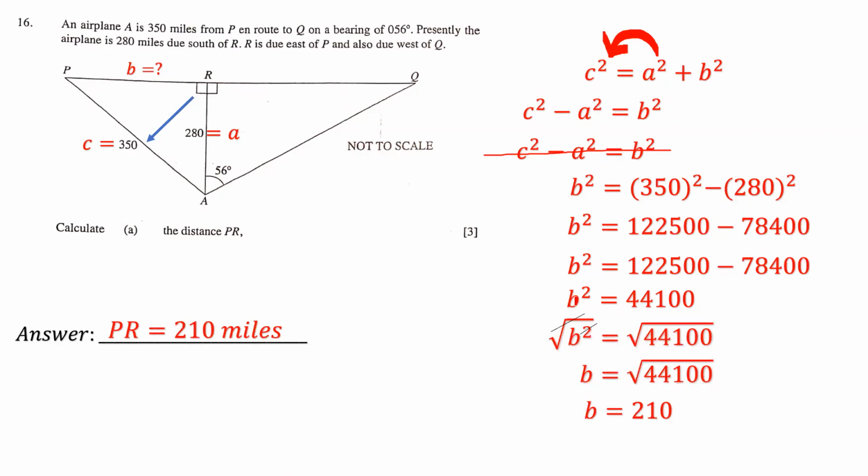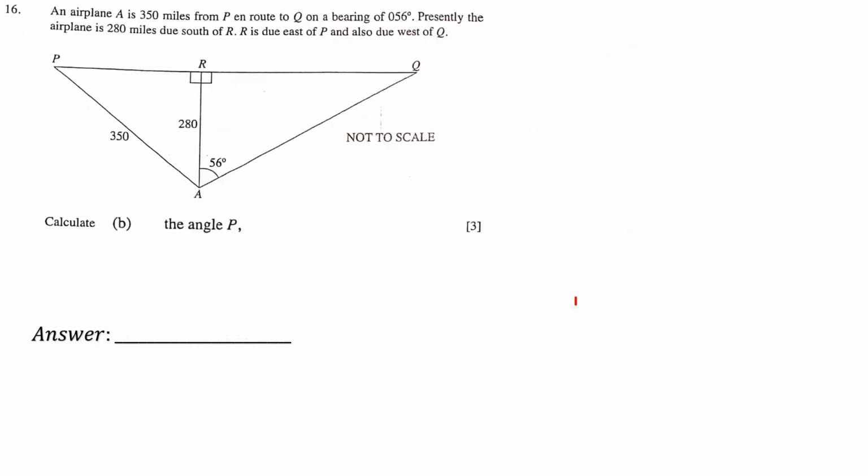All right. Let's move on to the next question, question 16b. Here we have to figure out what is the angle P. And so the angle P is this one, right? That's the missing angle. Let's call it theta. And so let's label the sides of our triangle. So this side is opposite to the given angle, so 280 is going to be the opposite. We also have the hypotenuse because it's opposite the right angle. So 350 is the hypotenuse.